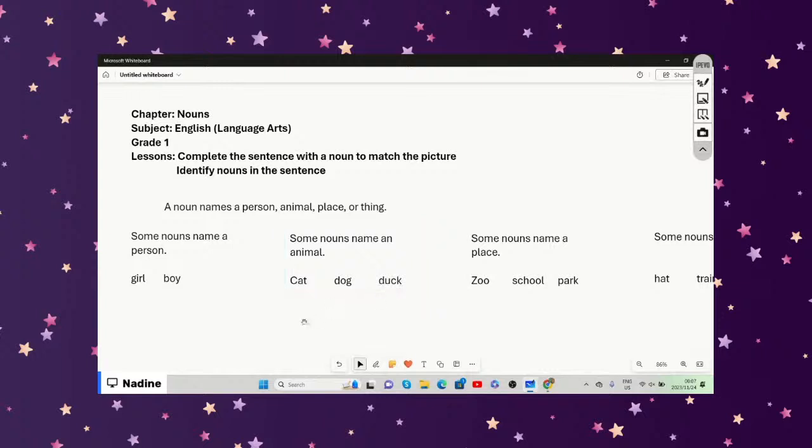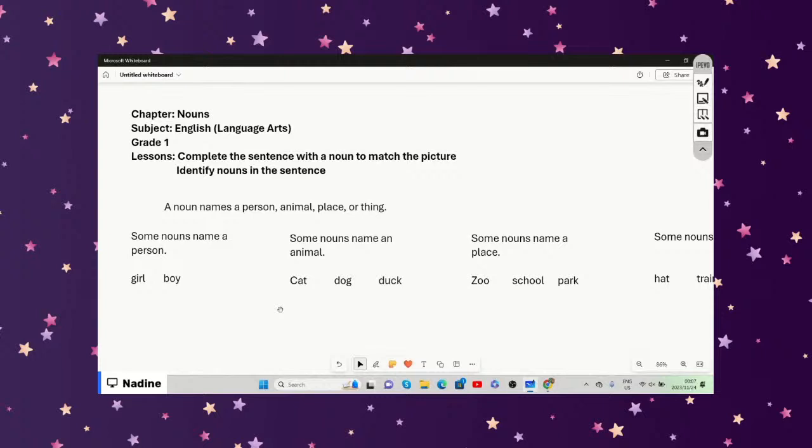Then some nouns name an animal. This is any animal that is being identified, like a cat, a dog, a duck, a monkey, any animal that you identify. So it names an animal.